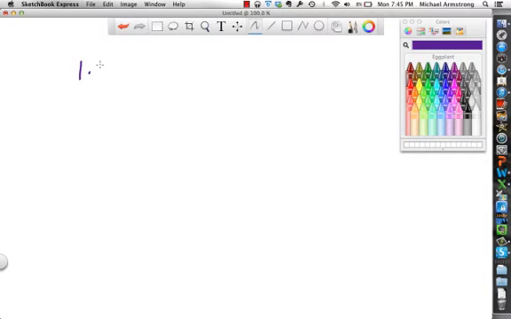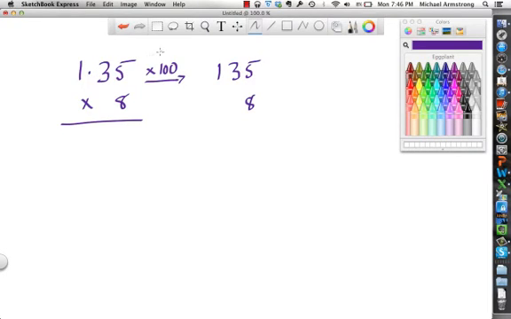We've got 1.35 times 8. Okay, and we have to change this so that it's sort of like having no decimal in, right? So if we just write 135, because remember I said don't worry about the decimal. 135 would be like if we multiplied this whole thing times 100. If we multiply 1.35 times 100, or 10 to the second power, really all we have to do is move the decimal 2 places, and that gives us 135.